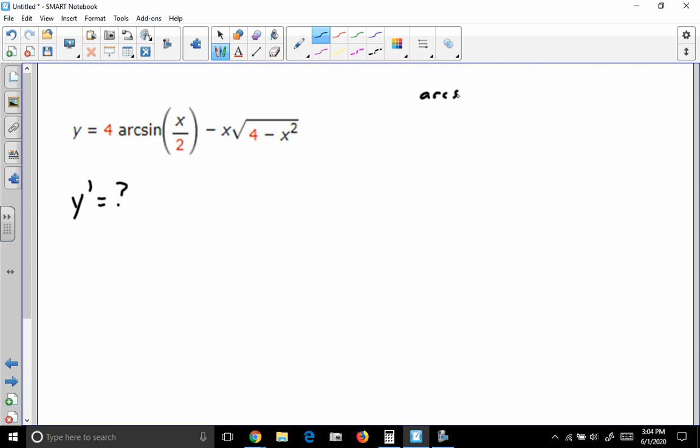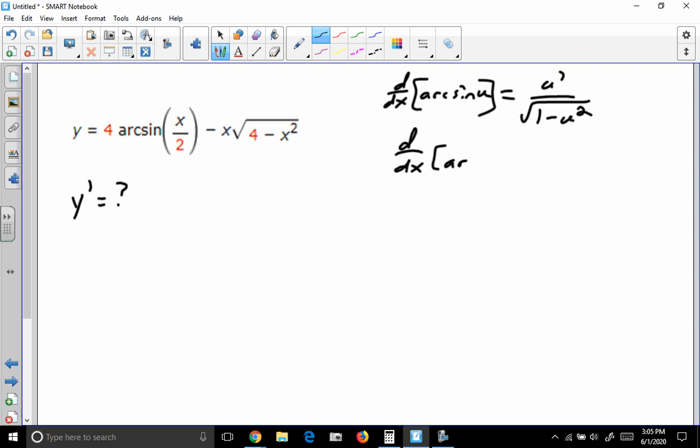But if we're taking the derivative of arc sine u, and some of these I know by memory, some of these I sometimes forget. The derivative of arc sine is u prime over the square root of 1 minus u squared. The derivative of arc cosine is very similar to that. The derivative of arc cosine is minus u prime over the square root of 1 minus u squared. So the only difference is that sign, positive or negative.